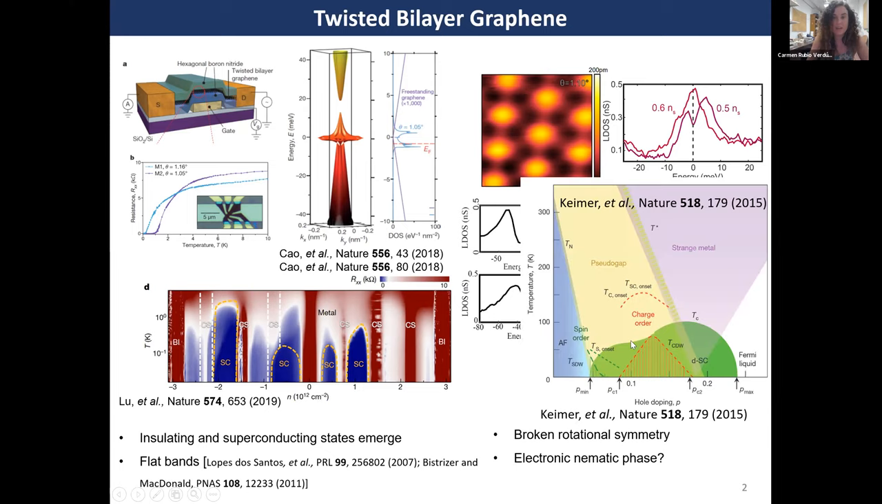And all this behavior, the insulating states surrounded by superconducting domes and the nematic phase, is reminiscent of what people observe in high-Tc superconductors.